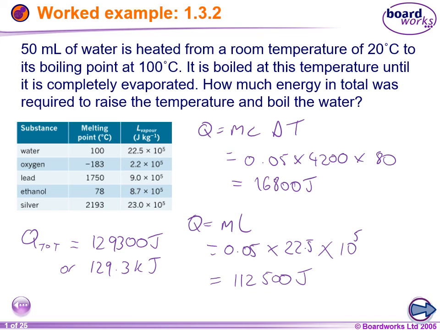Okay, so for a problem like this, where you have to change the temperature and change the state, you need to use specific heat capacity and latent heat. If you are just changing the temperature, it is just specific heat capacity. If you are just changing the state, it is just latent heat. If you're doing both, you need to use both.